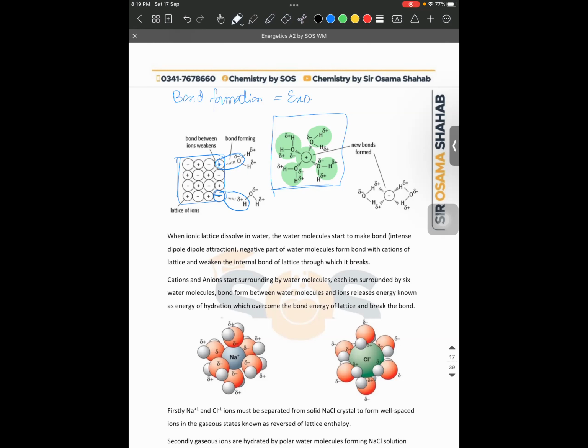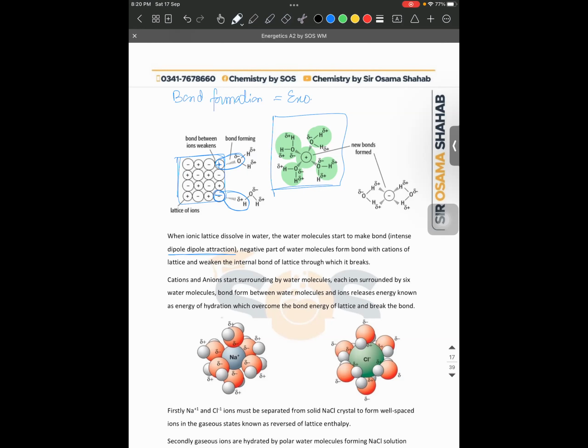Just look at over here, a single positive of any ionic compound is going to bond with 6 water molecules, and same for negative as well. A single negative is going to form 6 bonds with water molecules. So a single NaCl is going to bond with 12 water molecules, and definitely after the formation of such bonds, they are going to release energy, and such energy is known as energy of hydration, which is going to dissociate the ionic compound into the water. And what is the type of bonding over there with these water molecules and NaCl compound? This is a dipole-dipole attraction, right? This is intense dipole attraction, right?